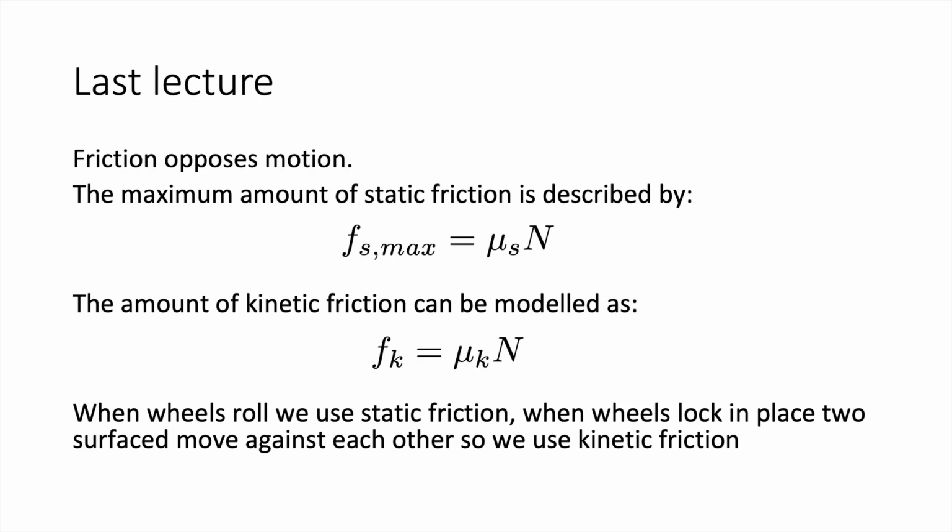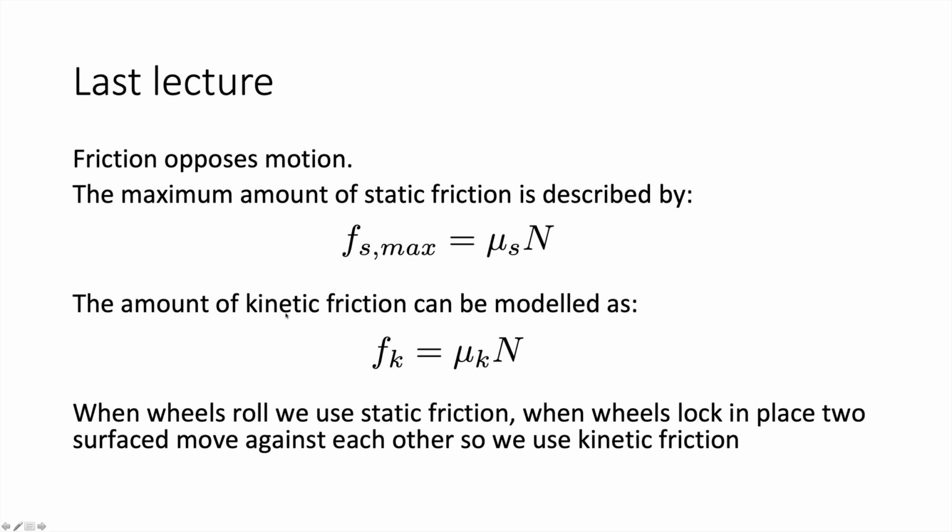So first of all, a recap of the most important ideas from the last lecture. In the last lecture, we looked in more detail at friction. We saw that friction always opposes motion. So the maximum amount of static friction can be described with the equation that the maximum friction is given by μs, which is the coefficient of static friction, times the normal force. So this isn't always the amount of static friction that acts. This is the maximum possible amount of static friction.